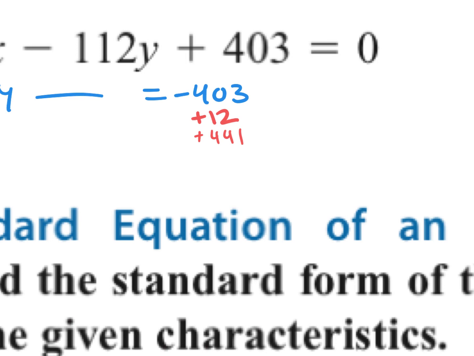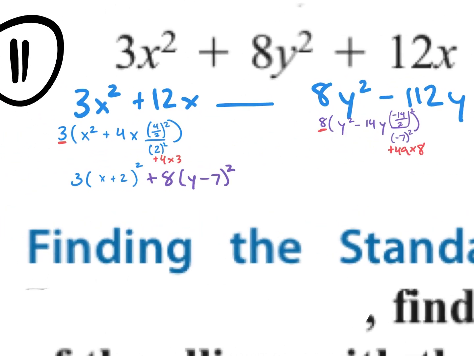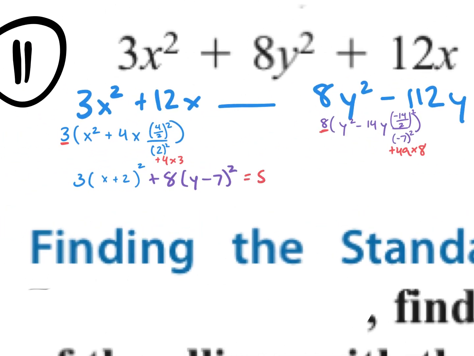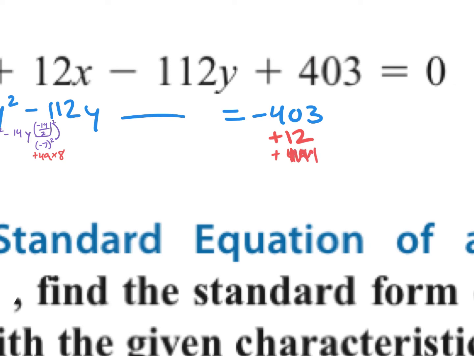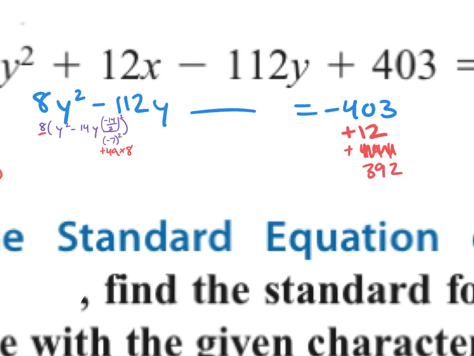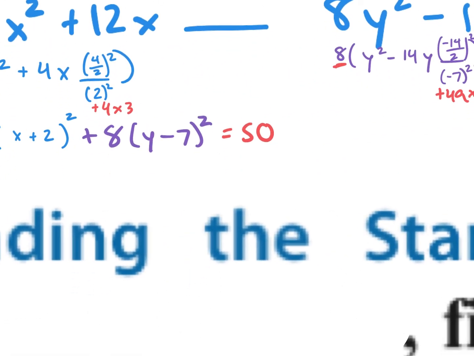So then I would add all 3 of these together. So I get 38 plus 12, which would be 50. Yeah, the problem I had was when I was dividing it, because 3 and 8 don't divide evenly by 50. So this should be 392 minus 403 plus 12. And you would get 1. So this should be 1.